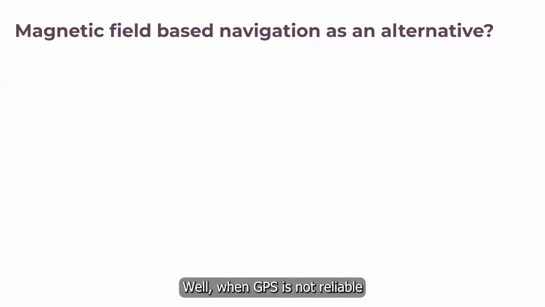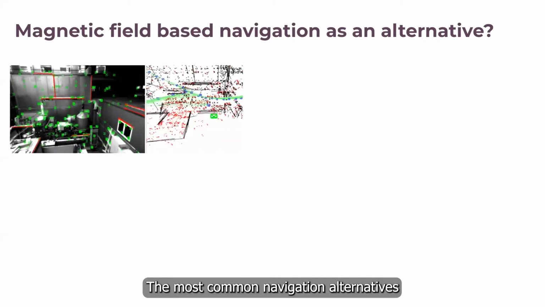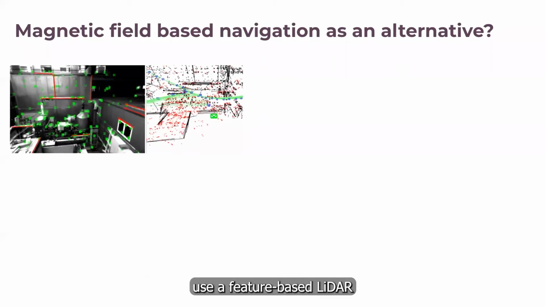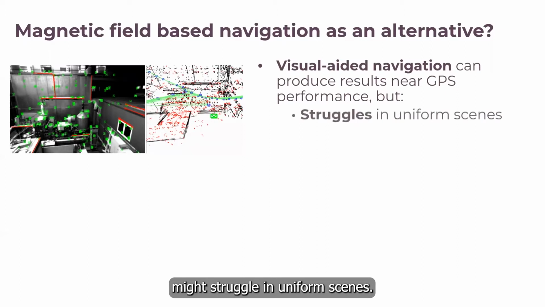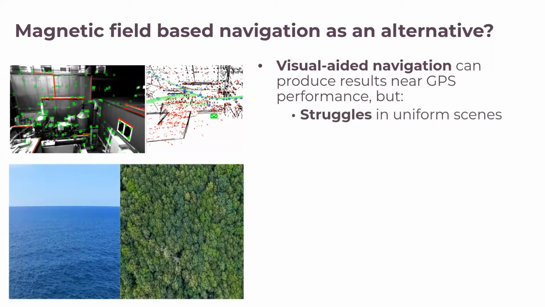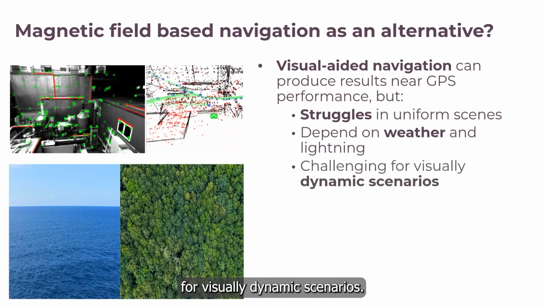Well, when GPS is not reliable or is not available, alternatives for global navigation are needed. The most common navigation alternatives use a feature-based LiDAR or visual aided system. However, approaches with these sensors might struggle in uniform scenes. Also, they depend on weather and lighting conditions and become more challenging for visually dynamic scenarios.